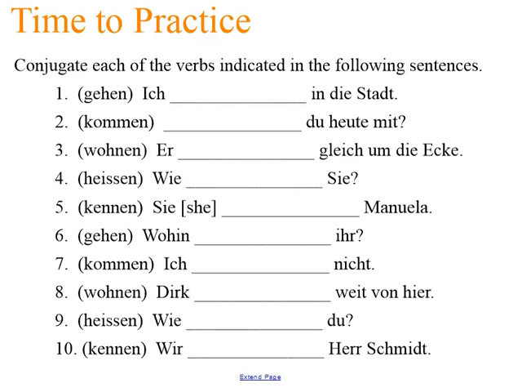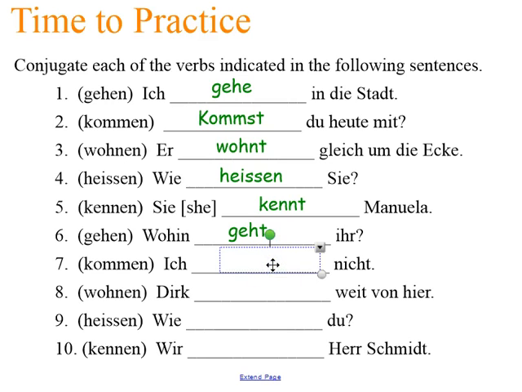If we look at each of these, let's see how you did. Ich gehe in die Stadt. Kommst du heute mit? Er wohnt gleich um die Ecke. Wie heißen Sie? Sie kennt Manuela. Wohin geht ihr? Ich komme nicht. Dirk wohnt weit von hier. Wie heißt du? Wir kennen Herr Schmidt.